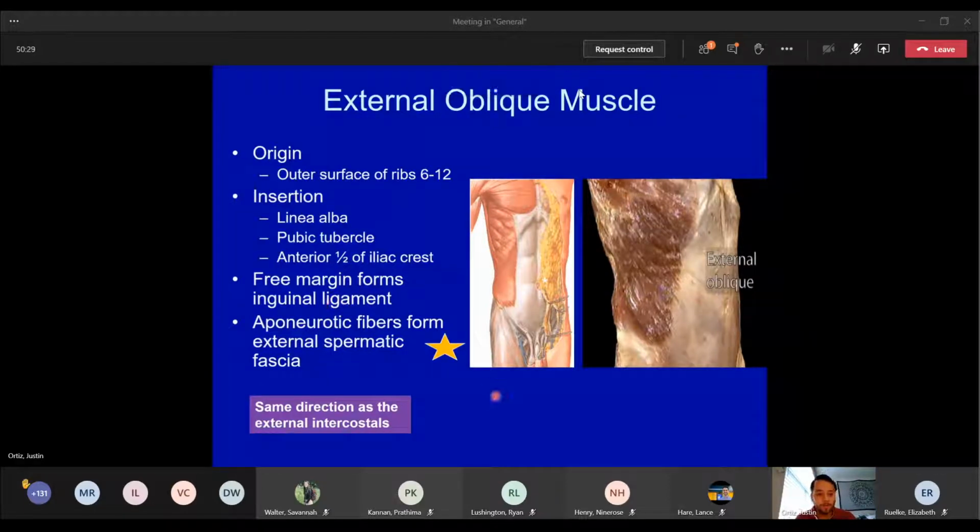It forms the free margin of the inguinal ligament, but basically, the external oblique is going to form the external spermatic fascia. That's important to know. I would definitely note that the external oblique forms the external spermatic fascia, and in the next slide, I'll show you what that means. It seems weird that an abdominal muscle partakes in the scrotum, for example, but it does. Remember, it runs in the same direction as the external intercostals, going from lateral to medial. That's the external oblique muscle.